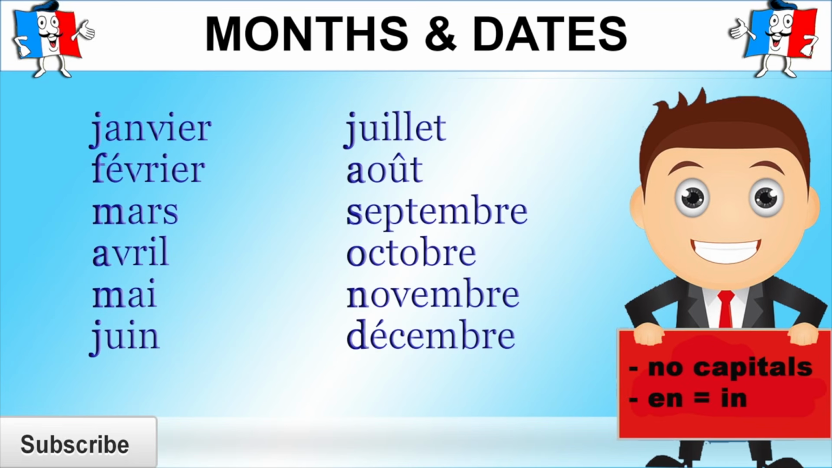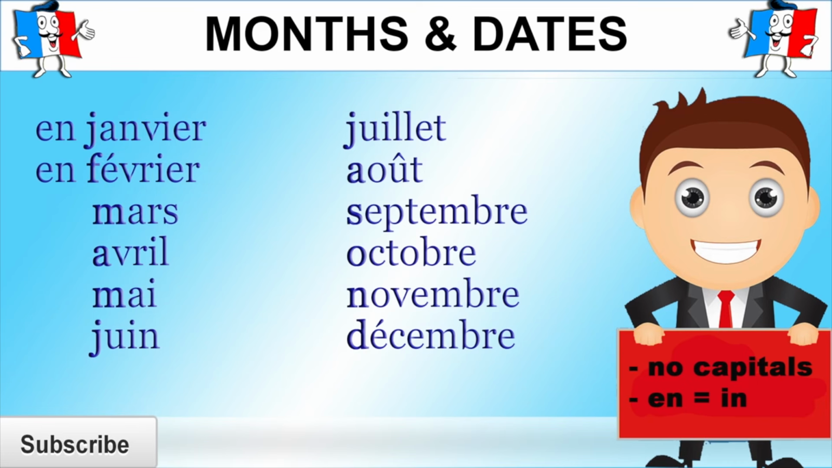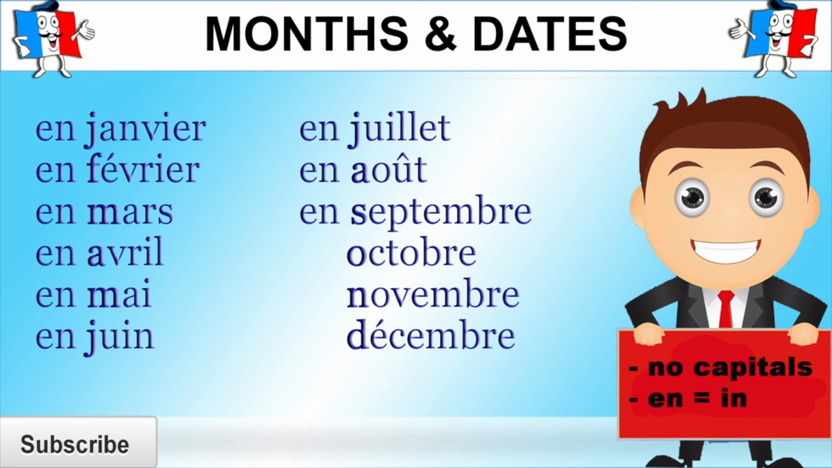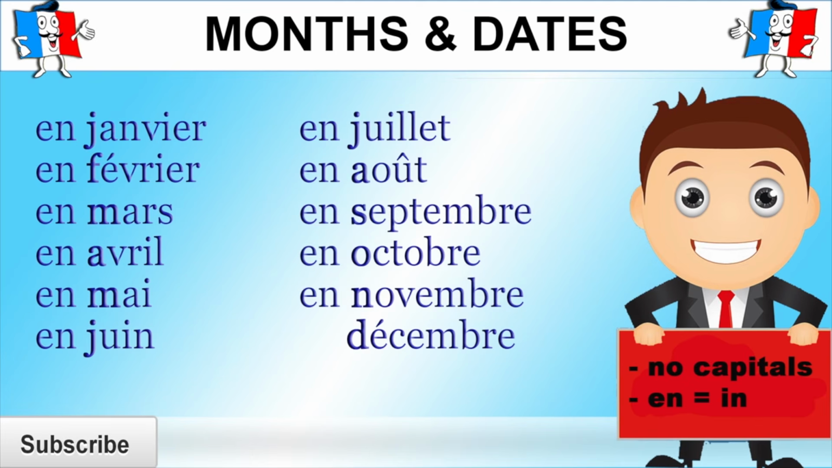If you want to give a very general date and simply say in January, in February, etc., all you need to do is add en in front of the appropriate month. For example, en janvier, in January, en février, in February, en mars, en avril, en mai, etc. When placed in front of a month, en means in.